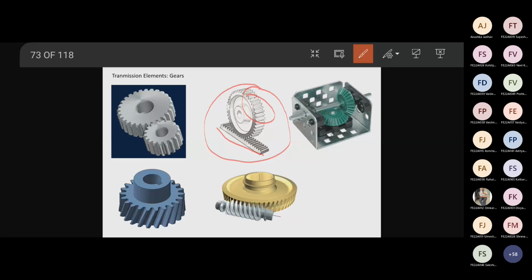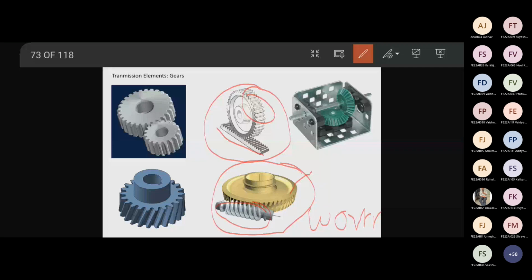Yes. Now this, what is this? This is called worm and worm wheel, right? This small screw-like gear is called the worm. What is it called? Worm, right? And this big one is called the worm wheel, right?